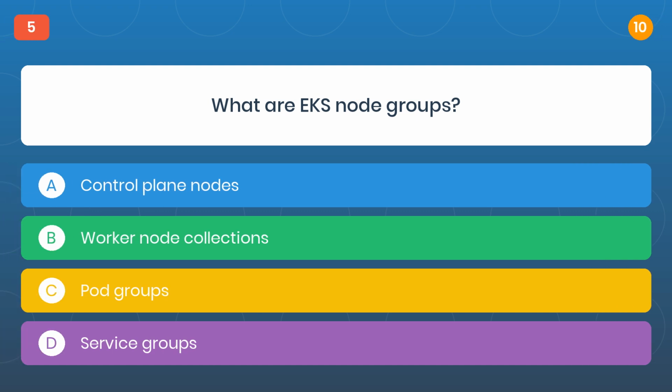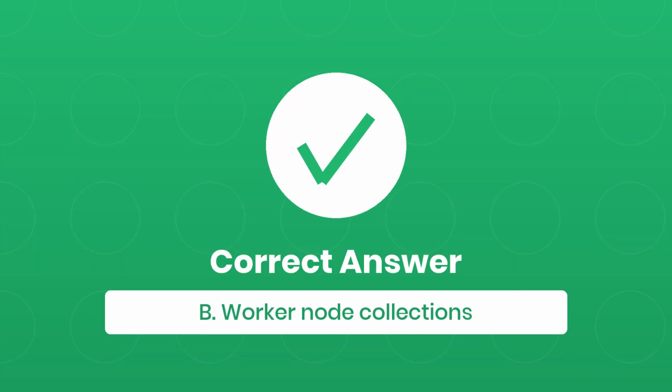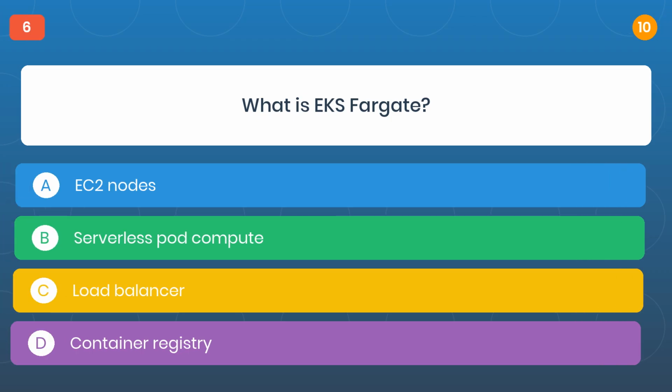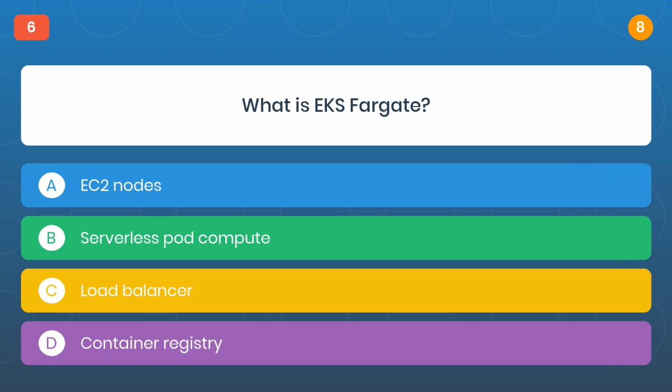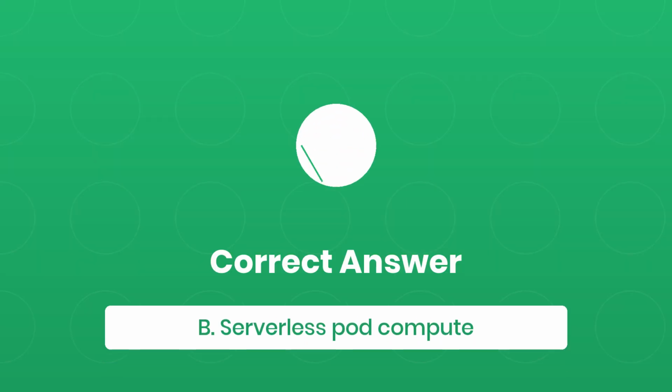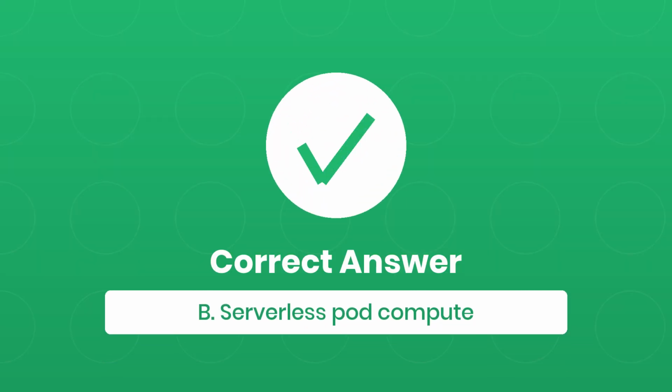Question 5. What are EKS node groups? The correct answer is B, worker node collections. Question 6. What is EKS Fargate? The correct answer is B, serverless pod compute.